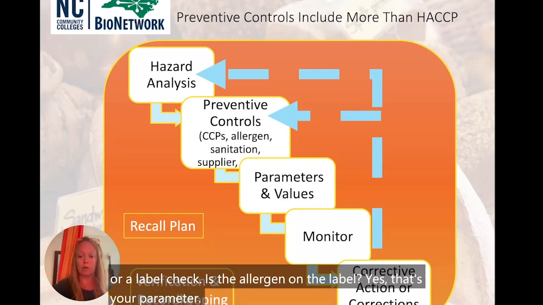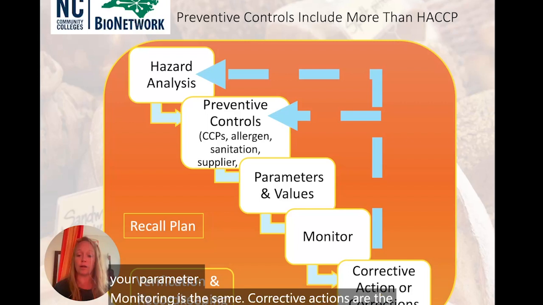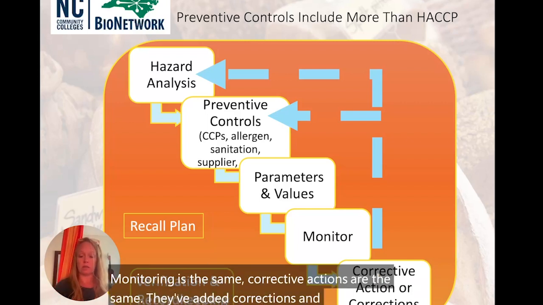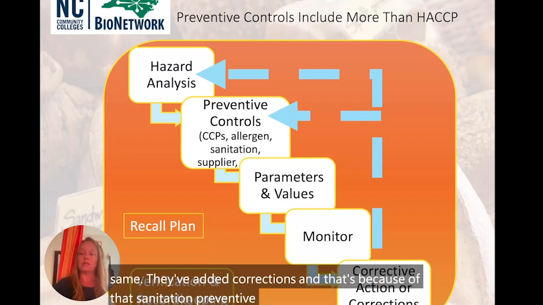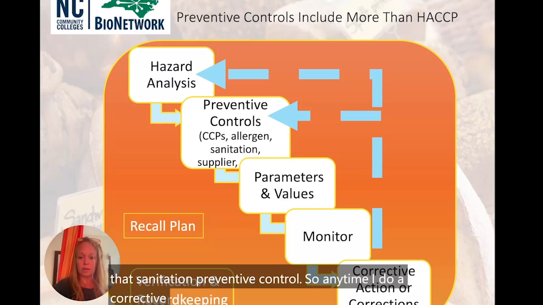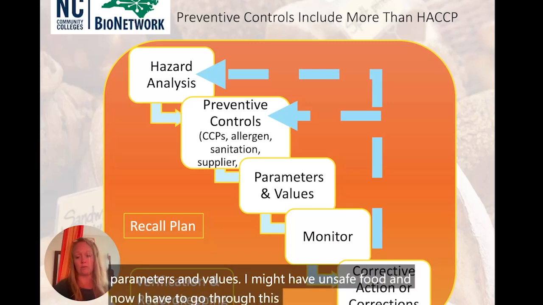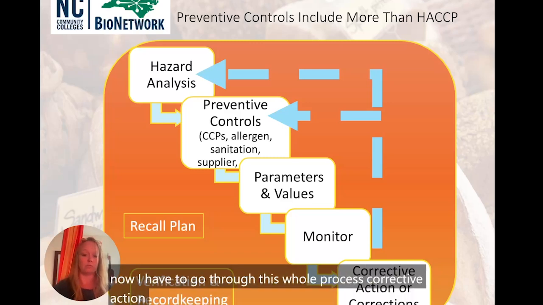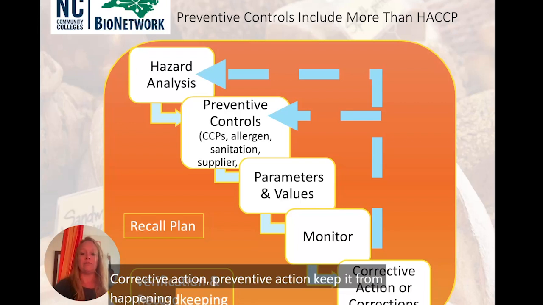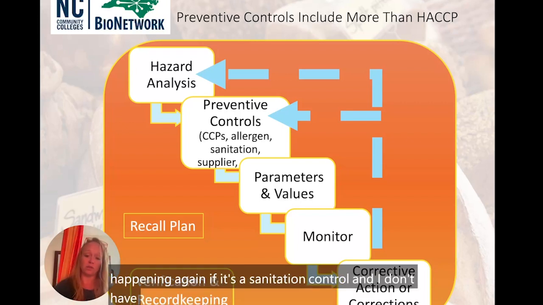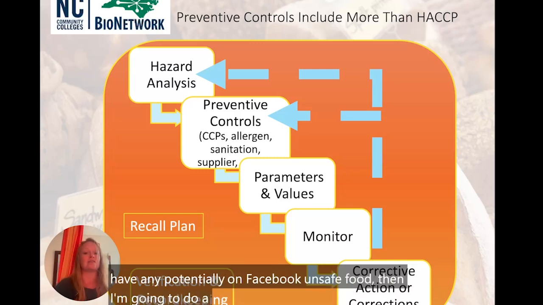Monitoring is the same. Corrective actions are the same. They've added corrections, and that's because of that sanitation preventive control. So anytime I do a corrective action, it's because I exceeded my parameters and values. I might have unsafe food. And now I have to go through this whole process, corrective action, preventive action, keep it from happening again. If it's a sanitation control and I don't have any potentially unsafe food, then I'm going to do a correction.